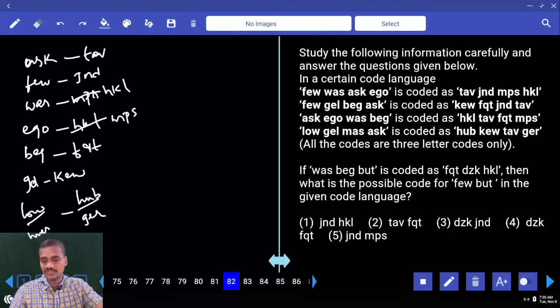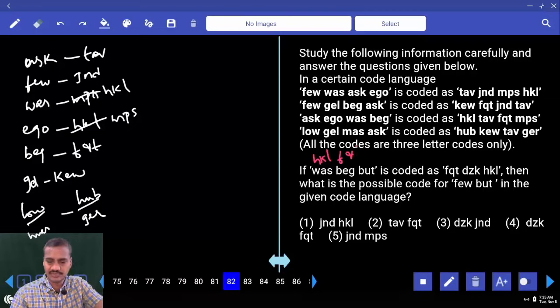Then was, beg, but. The code for was is what? Was is HKL, and beg is FQT, and in the same way but is DZK. Then what is the possible code for few and but? Now but is DZK and what is the code for few? The code for few is JND. Hence DZK, JND, choice 3, question number 82.